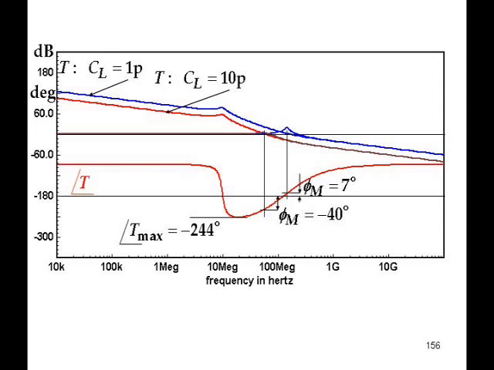The blue line is the original picture. Now I've increased CL from 1p to 10. That lowers the whole magnitude graph. The phase margin is now negative. It's unstable. Now if I keep on increasing it more, it'll go past the minimum point and start coming back again. And if you make the CL big enough, it'll eventually become stable again.